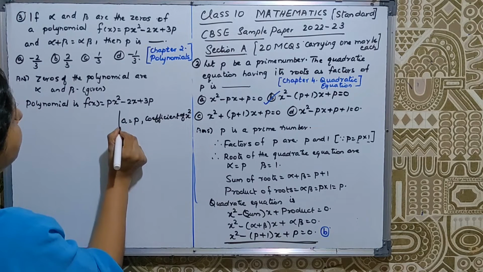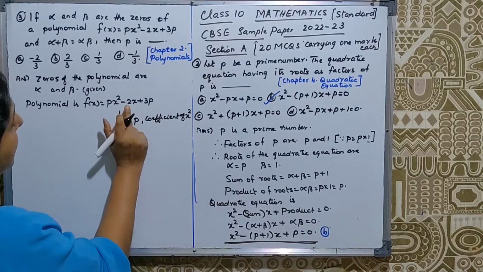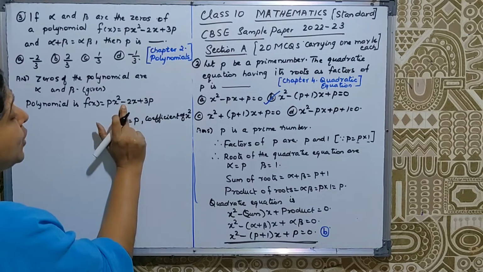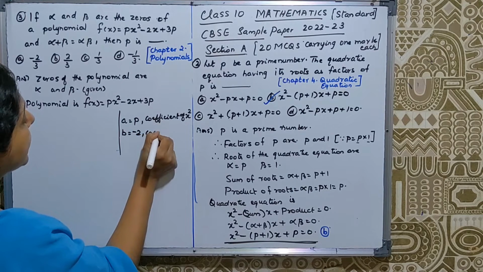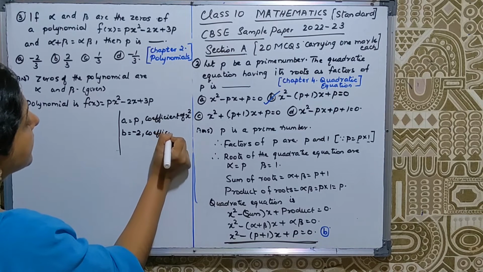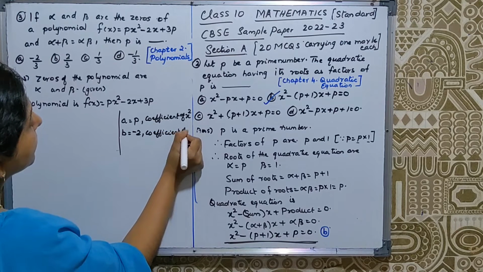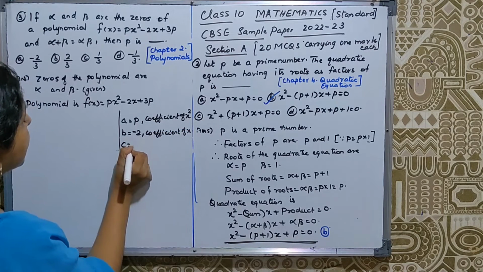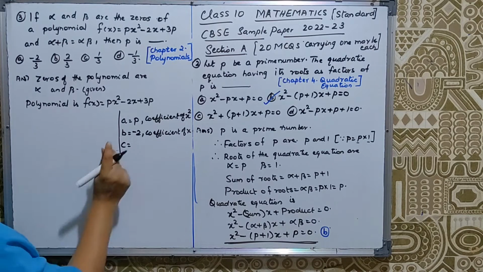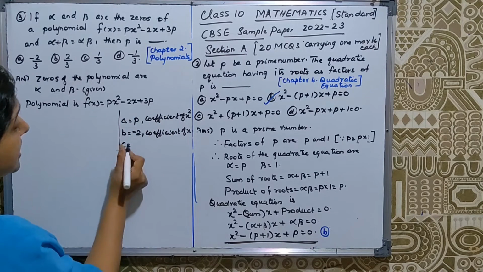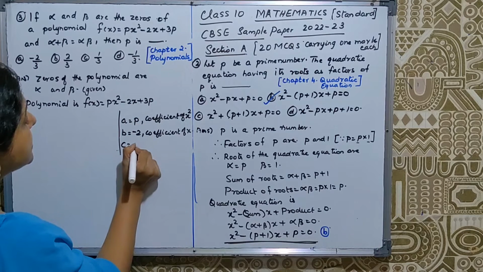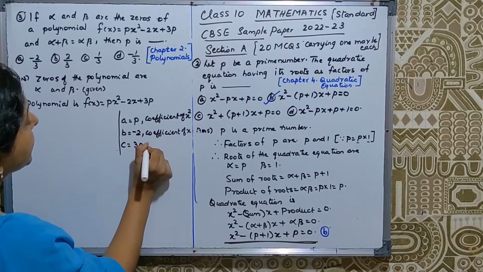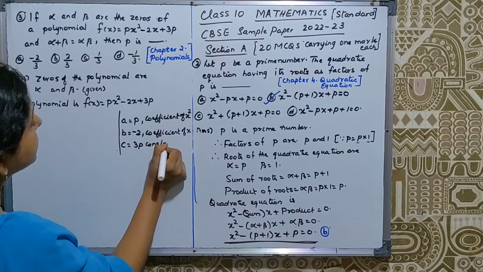Next one. B is the coefficient of x. Coefficient is the number in front of x, including the minus sign. So that is minus 2, coefficient of x. Now C is a constant without any alphabet, without any variable x. So constant it is C, that is 3p. Write constant.